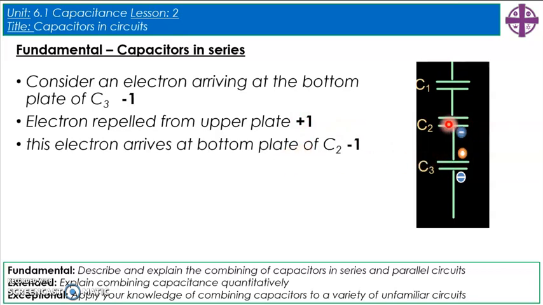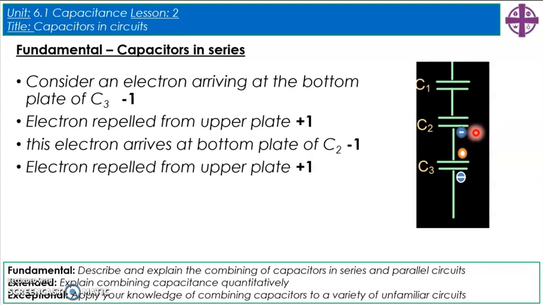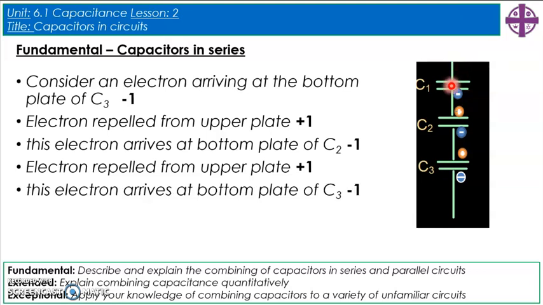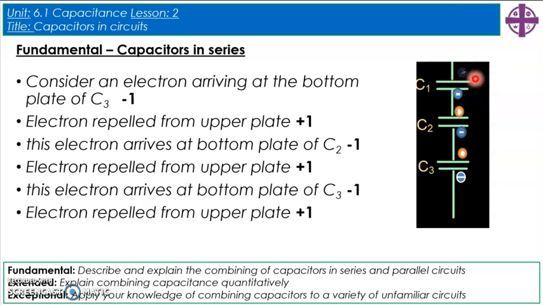This electron that has arrived at the bottom of plate C2 gives the bottom of plate C2 a negative -1 charge. This charge will then repel another electron from the top of plate C2. And as it repels an electron away from that top of C2, it will leave it with a positive charge. As an electron comes to the bottom of plate C1, it's again going to repel another electron away from the top of plate C1. And that will then leave that with an overall positive charge there as that electron moves away.